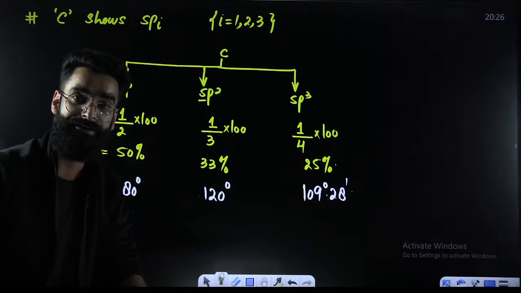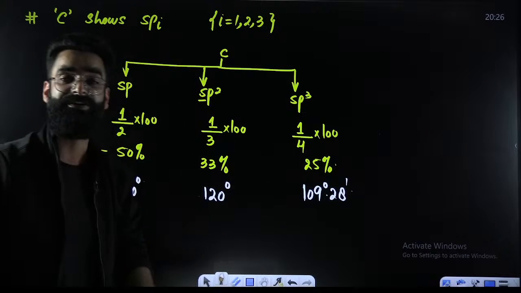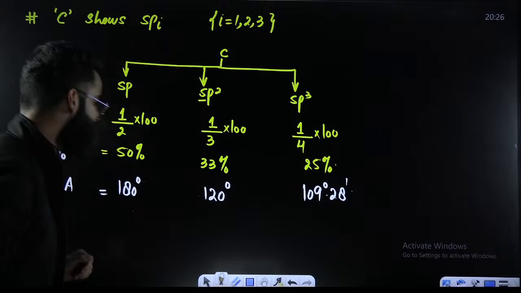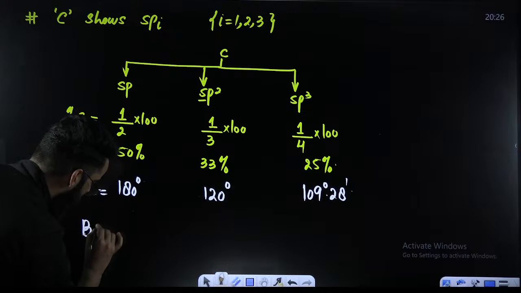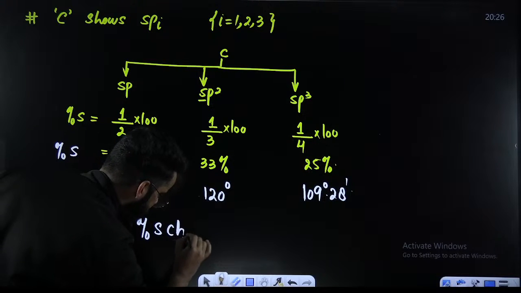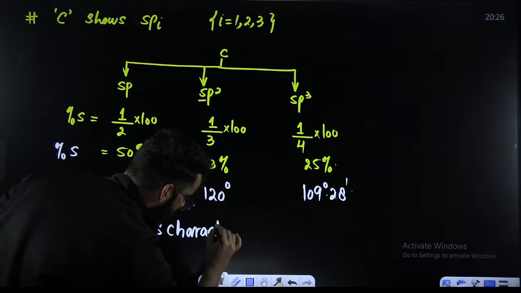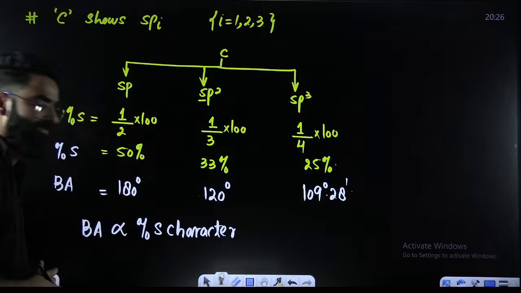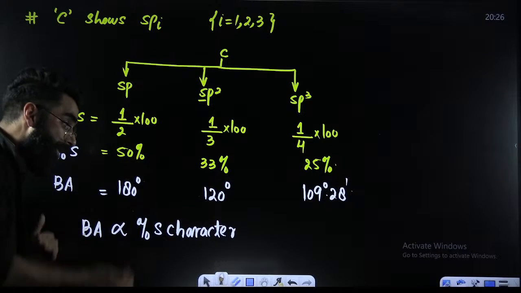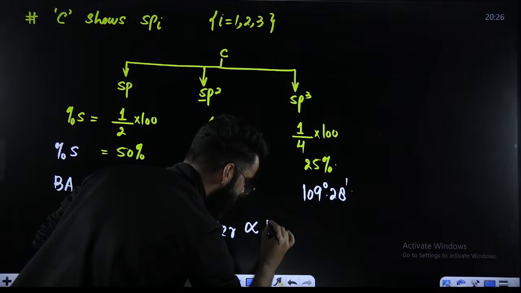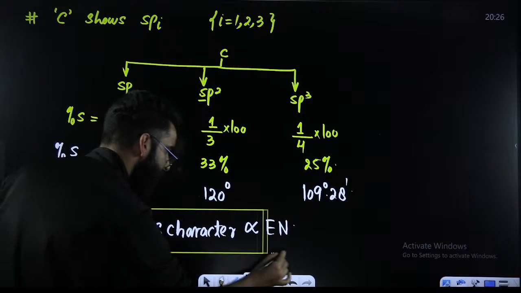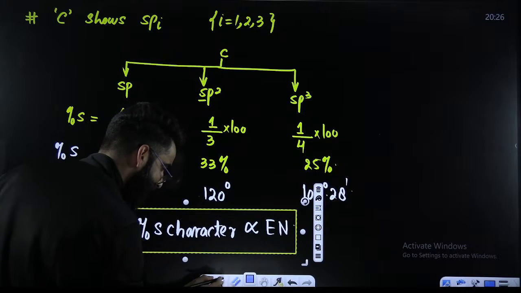Percentage of s character is decreasing as well as bond angle is decreasing. So can I say bond angle is directly proportional to percentage of s character? Right? As you can see over here. Perfect. And do remember, percentage s character is directly proportional to what? Electronegativity.